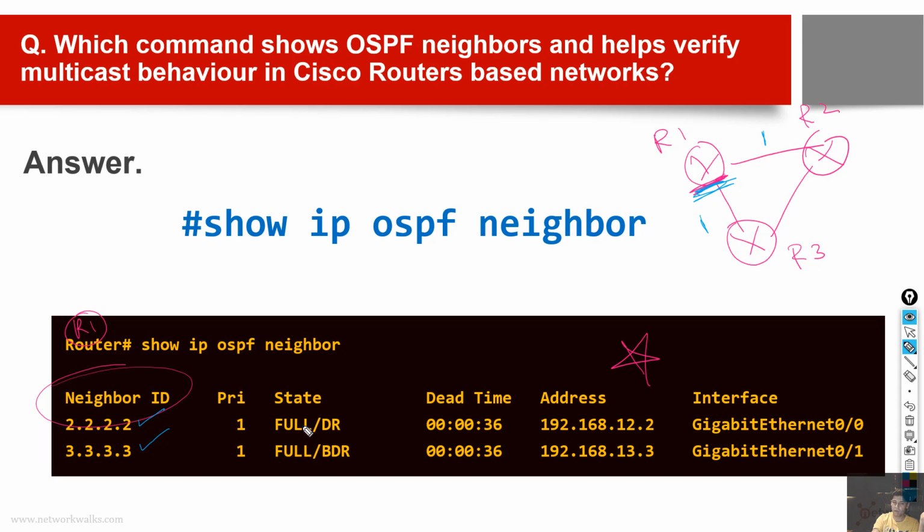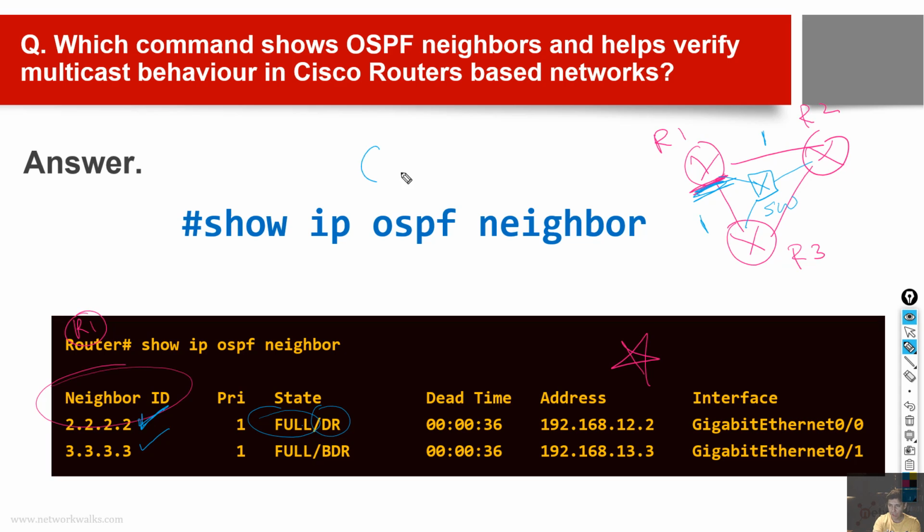The neighbor state means that router 2, which is one of our neighbors, is in the full state and it is a designated router. Which means that there might be a switch and we have connections like this in between. So there is a DR-BDR election, or the network type.